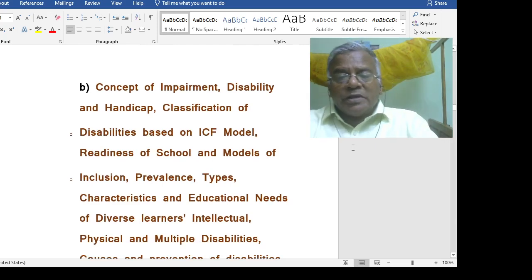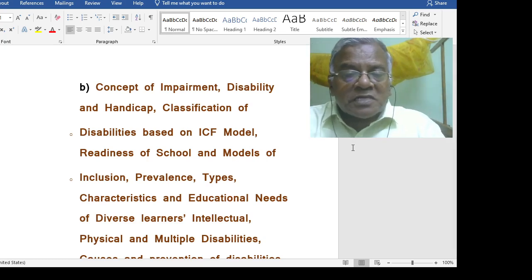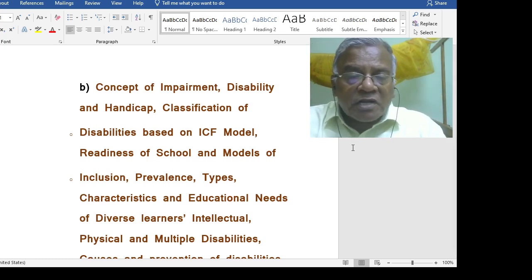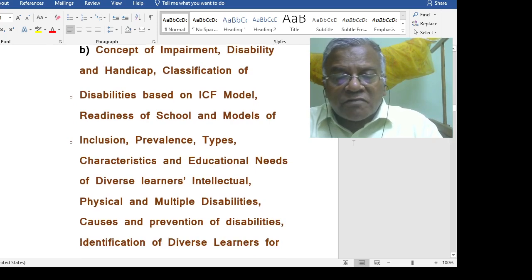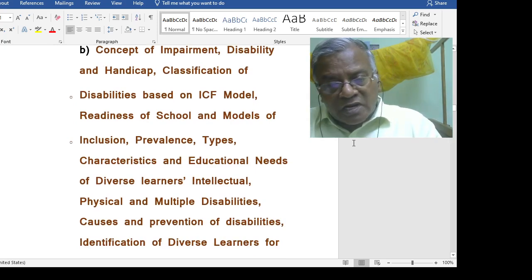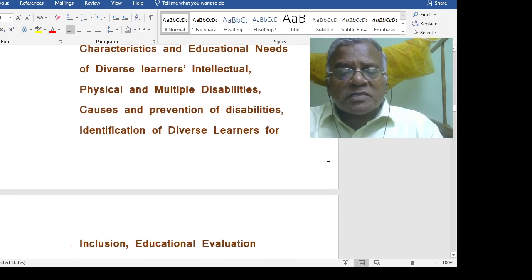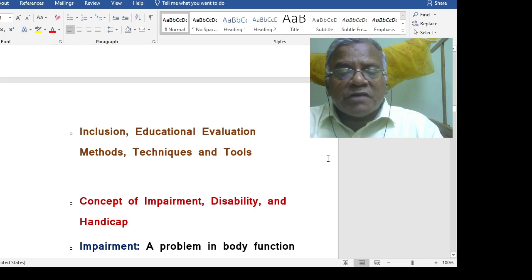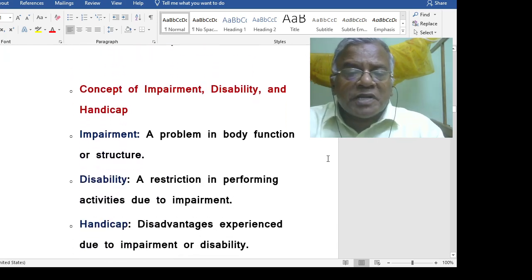Now, part B. In part B, we have these topics: concept of impairment, disability and handicap, classification of disabilities based on ICF model, readiness of school and models of inclusion, prevalence, types, characteristics and educational needs of diverse learners, intellectual, physical and multiple disabilities, causes and prevention of disabilities, identification of diverse learners for inclusion, educational evaluation methods, techniques and tools. What is the concept of impairment, disability and handicap?